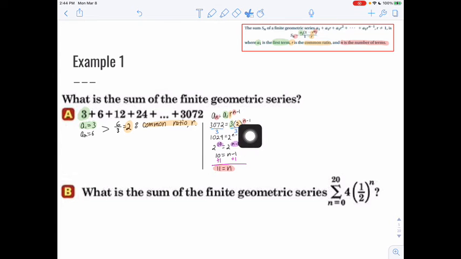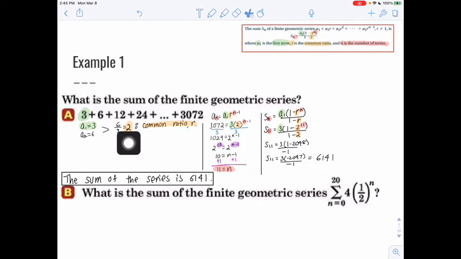Our goal is to get n by itself, so we can start by dividing both sides by 3. 3,072 divided by 3 gives us 1,024, and 3 divided by 3 gives us 1, so we're left with 2 to the n minus 1 power. 1,024 can be rewritten as 2 to the 10th power, so now we have 2 to the 10th equals 2 to the n minus 1. 2 to the 10th and 2 to the n minus 1 have the same base of 2, so the exponents must match in order for the left side to equal the right side. Therefore, 10 must equal n minus 1. We can add 1 to both sides to get n equals 11.